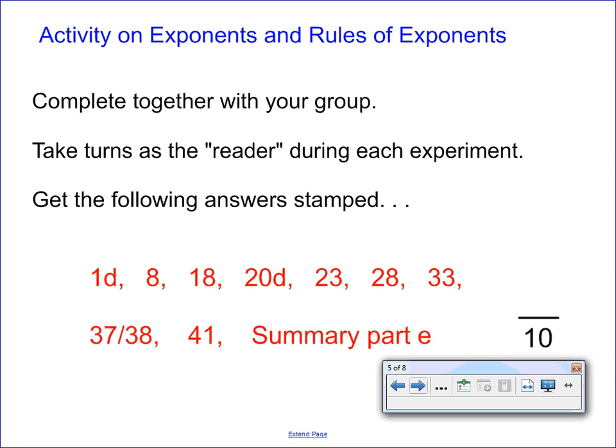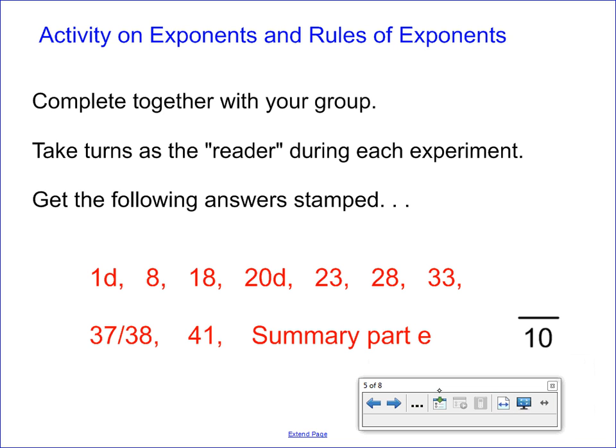We've got, just one sec before you move. We've got 1D, 8, 18, 20D, 23, 28, 33. Guys, 37, 38 is just a single stamp. Okay, that's at the same time, so it's one stamp at 37, 38. 41, and then summary part E. This is out of a whopping 10 activity stamps. So it's a big chunk of work today and worth a lot of points.